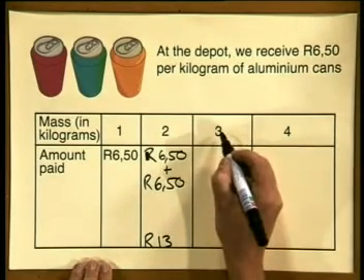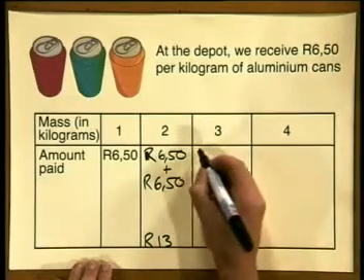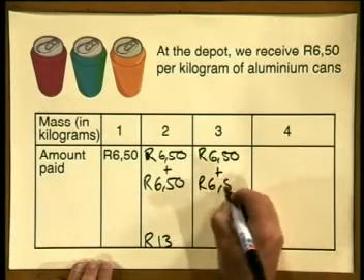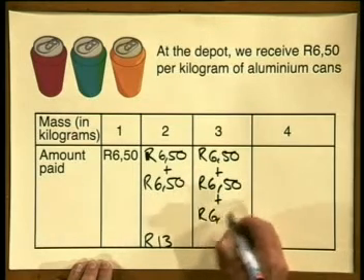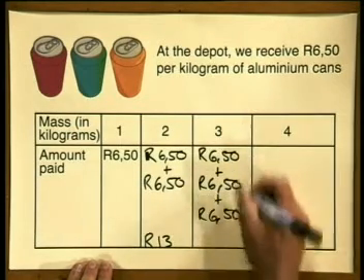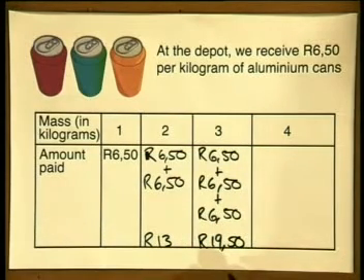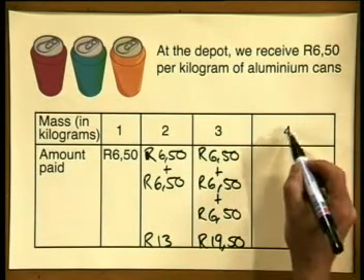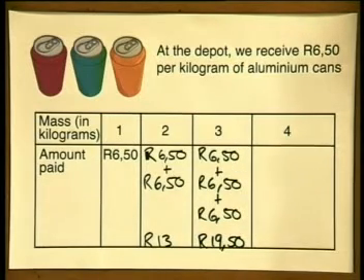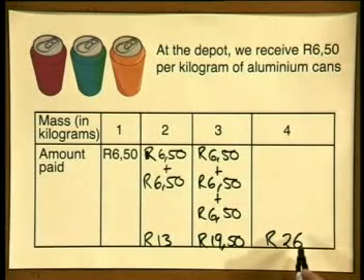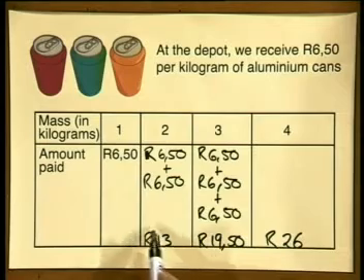What about for 3 kilograms of cans? How much would we be paid then? Well, we'd be paid R6.50 plus R6.50 plus another R6.50, which if you calculated the sum of those 3 figures, you'd get a total of R19.50. Now, think what you'd be paid for 4 kilograms of cans. If you thought the total was R26, you'd be absolutely correct. Now, an easy way of calculating this is to simply double the amount paid for 2 kilograms of cans.